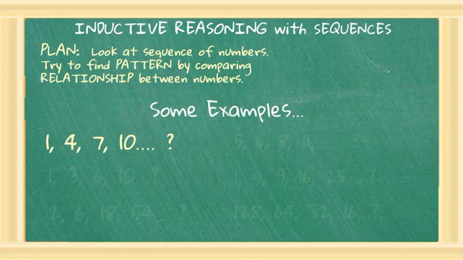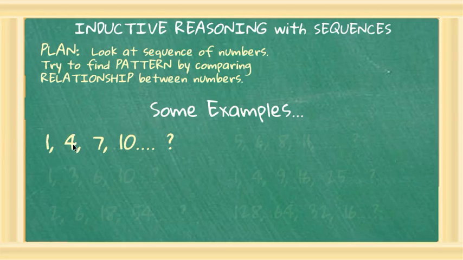First one says 1, 4, 7, 10, and we have to say what the next number should be using inductive reasoning. We never can say for 100% sure, but if we see enough of a pattern, we can be pretty sure what the next number should be. But let's see what we got here.